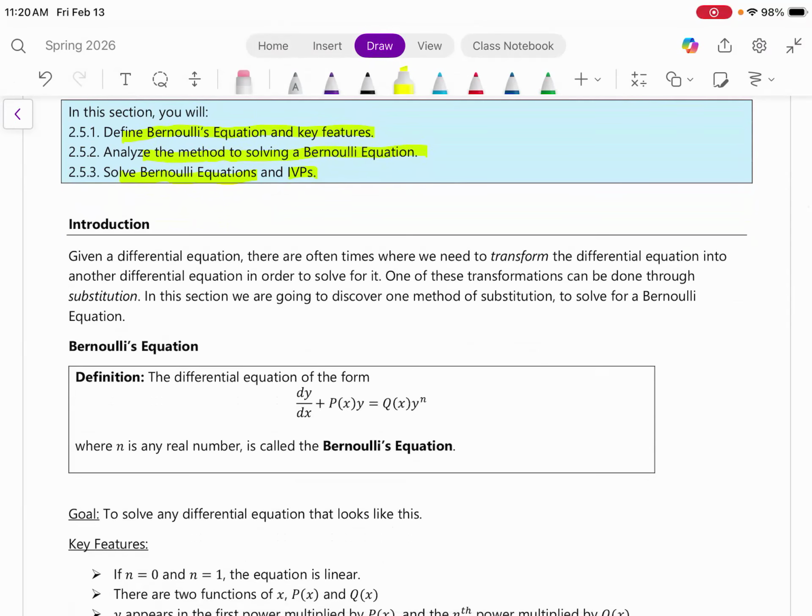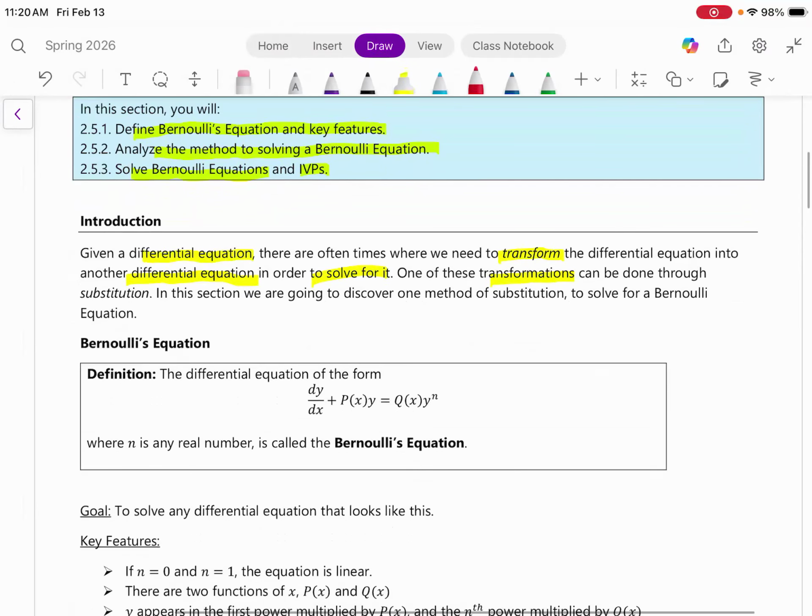So, given a differential equation, there are sometimes where we need to transform the differential equation into another differential equation in order to solve it. And one of these transformations can be done through the method of substitution. And so in this section, we're going to discover one method for substitution to solving a Bernoulli equation.